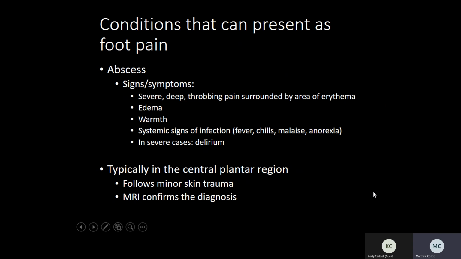Is there swelling? Is there warmth? Right? Does that foot look angry? If that foot looks angry, chances are it is angry. And chances are there's going to be some other systemic signs, like fever, chills, things like that.